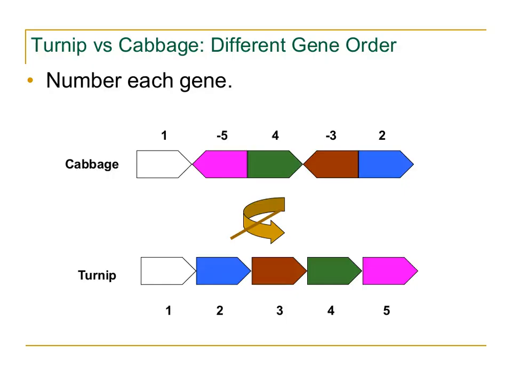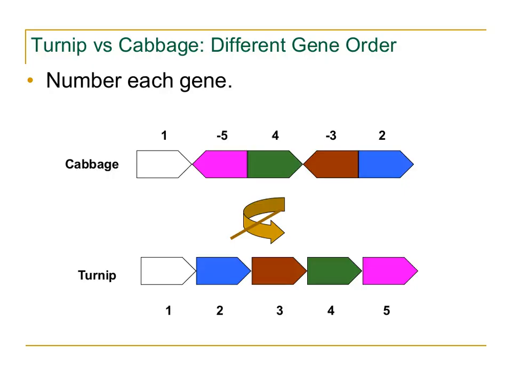Building on that reversal event, let's now compare the order of 5 genes in cabbage and turnip. At the top of the slide, the cabbage gene cluster is shown as 5 colored arrows. From left to right, gene 1 in white, then a magenta arrow labeled -5 to indicate gene 5 is inverted, followed by a green arrow for gene 4, a brown arrow labeled -3, showing gene 3 flipped, and finally a blue arrow for gene 2.